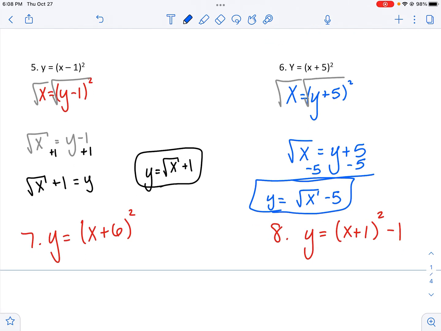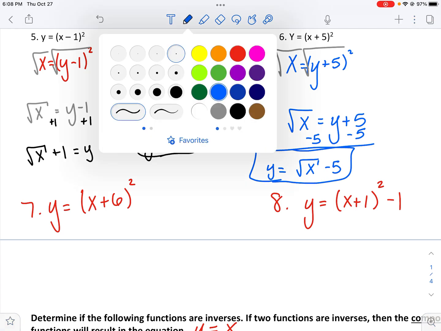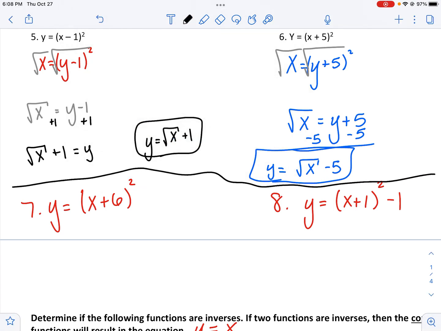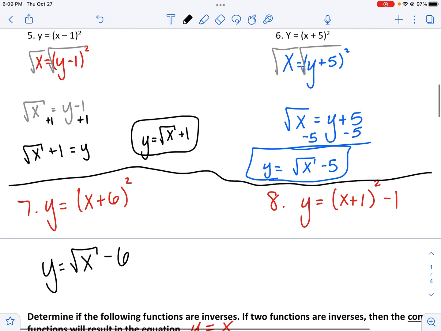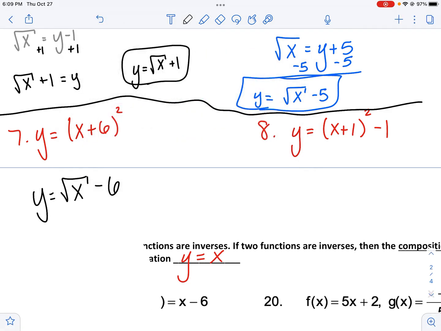Why don't you pause the video, try number 7, and if you feel confident enough, try number 8, and then unpause to check your work. Okay, so 7, you should have ended up with y equals the square root of x minus 6. And on 8, this one's a little bit more challenging. So on number 8, let me clear out some of this extra stuff down below.